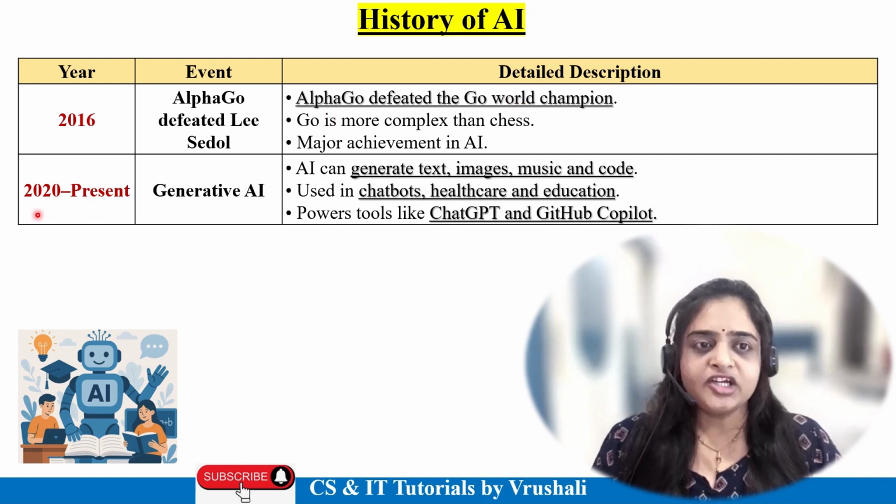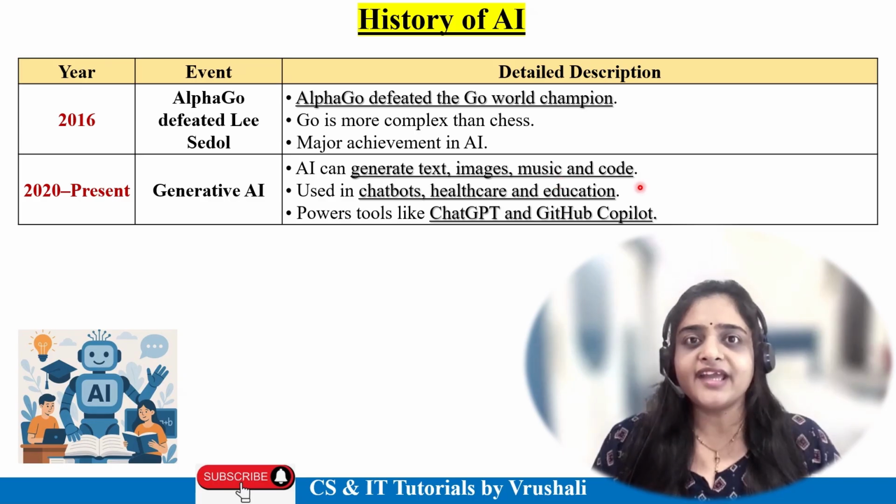After that, in the 2020 to present era, AI can generate text, images, music and code, right? Generative AI and agentic AI, these concepts are there. Because of that, we use AI in every domain, like chatbots, healthcare, and the education sector. Again, there are powerful tools like ChatGPT, Gemini, Copilot, right? So this is the history of AI.